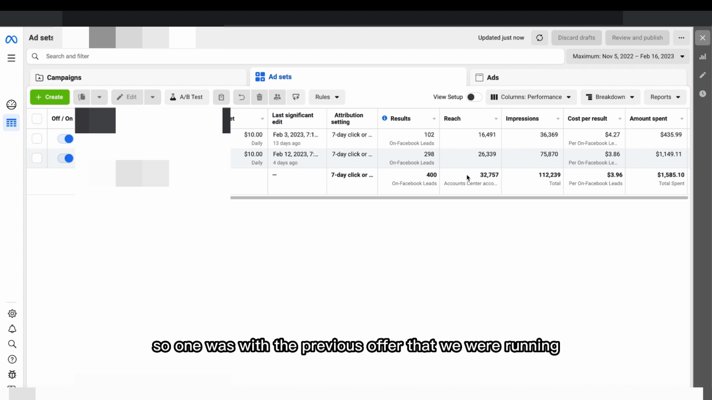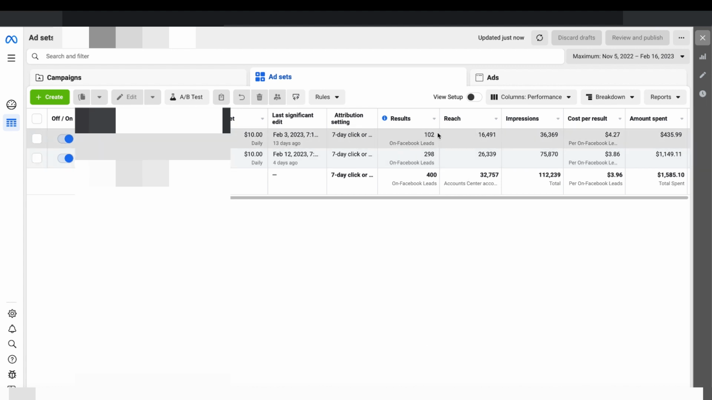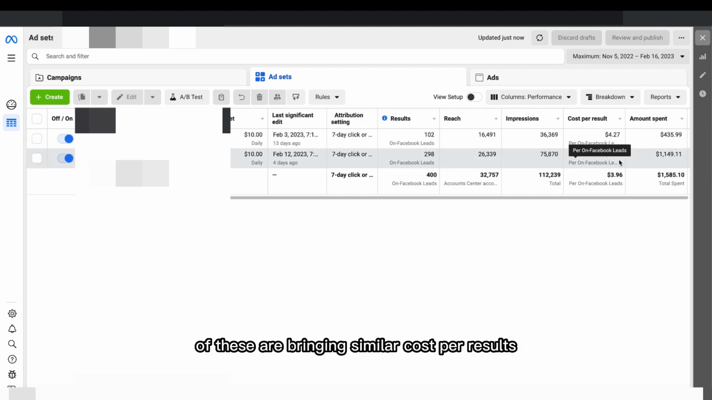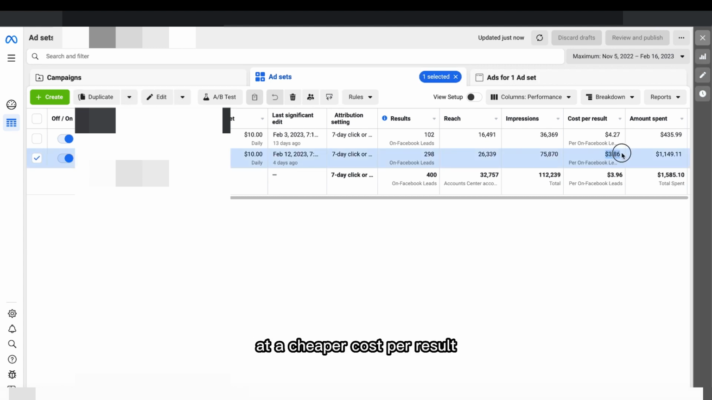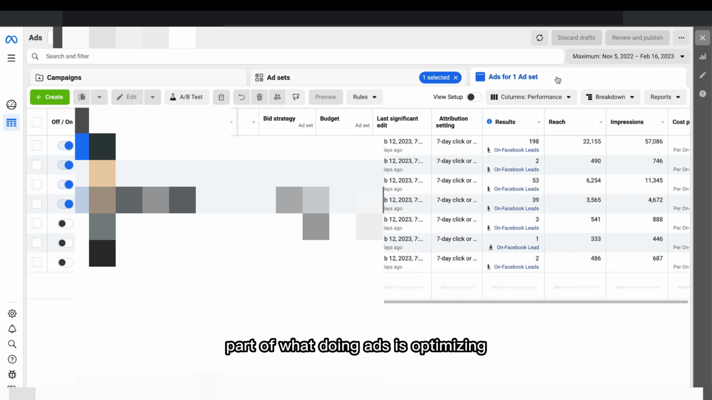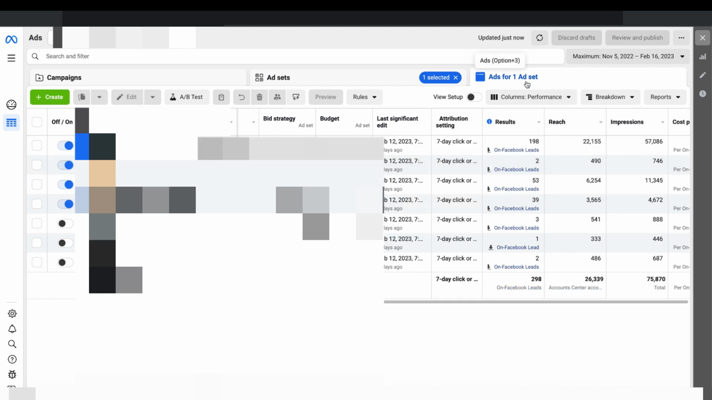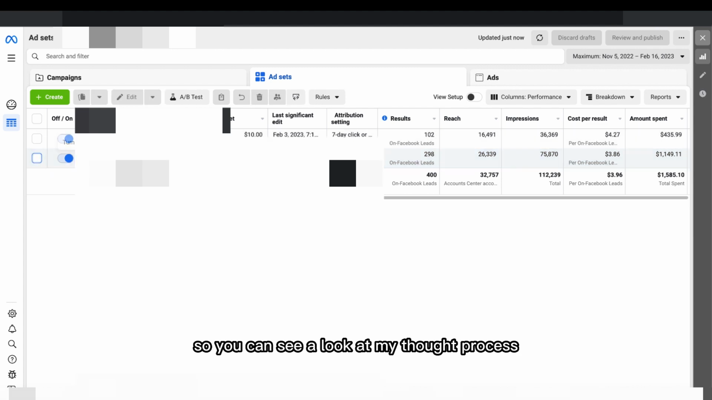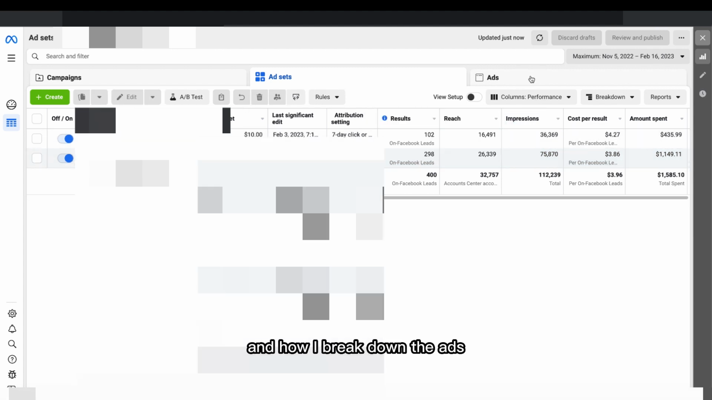And if we take a look at the ad sets right here, I'm currently running two different ad sets. So one was with the previous offer that we were running, and the other one's for the newer offer. And you can see that both of these are bringing similar cost per results. The newer one is bringing leads at a cheaper cost per result. And that's part of what doing ads is, optimizing and trying to make your ads better. Let me just go ahead and go into the individual ads so you can see a look at my thought process and how I break down the ads.